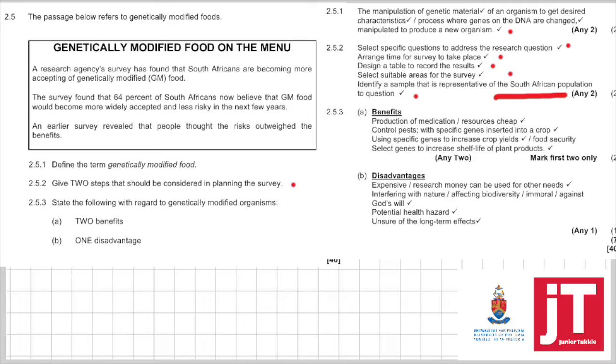2.5.3. State the following with regard to genetically modified food. They want 2 benefits. So benefits: production of medication or resources is cheaper. It can control pests with specific genes inserted into a crop. You can use specific genes to increase crop yields or food security, and you can select genes to increase shelf life of plant products. Then they're asking for 1 disadvantage. It is expensive. The research money can be used for other needs. It's interfering with nature, affecting biodiversity. It's immoral. It's against God's will. There could be potential health hazards and unsure of the long-term effects.